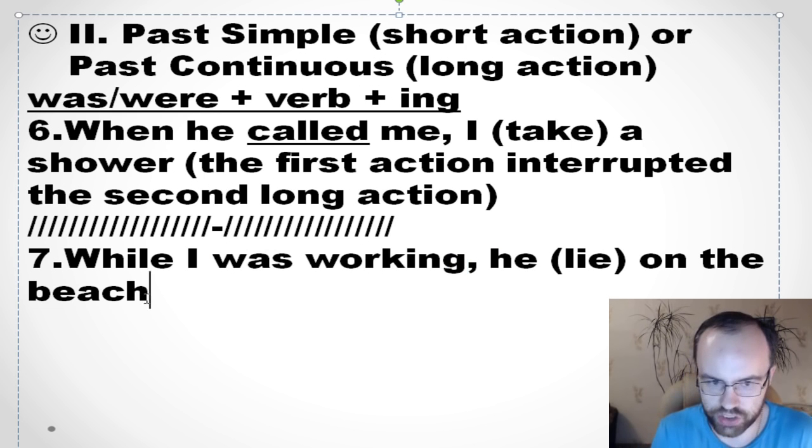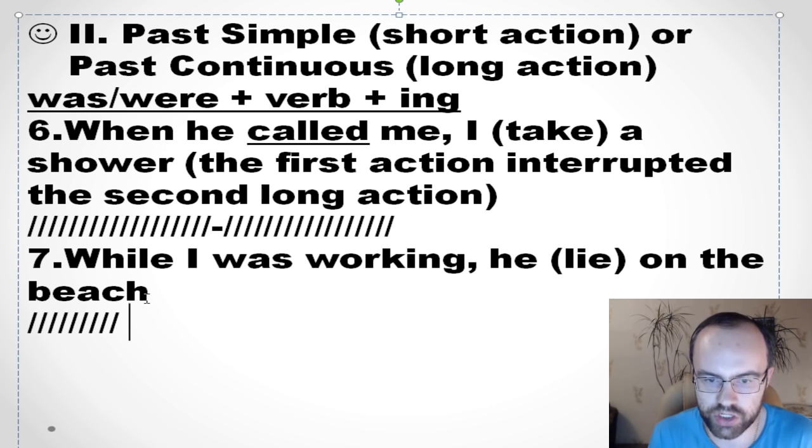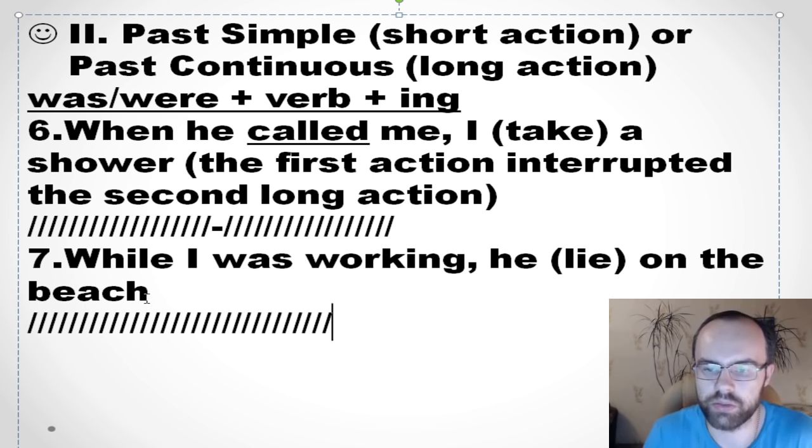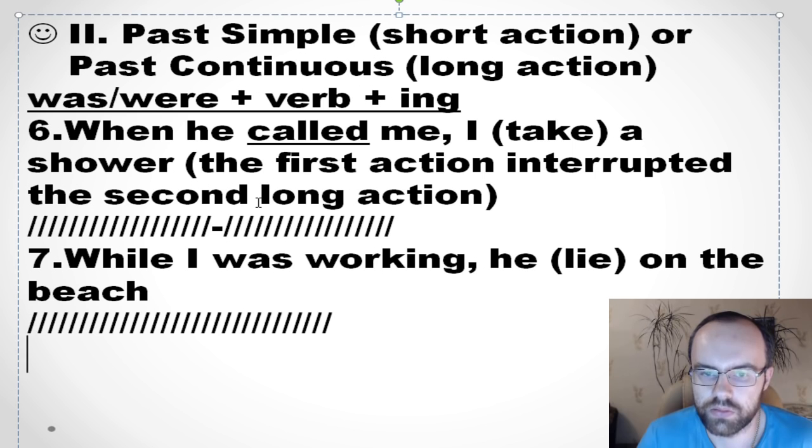So it's a long action. Okay, it's a long action. I was working and he was lying on the beach. So what will you use? So past continuous or past simple, my friends, what will you use?